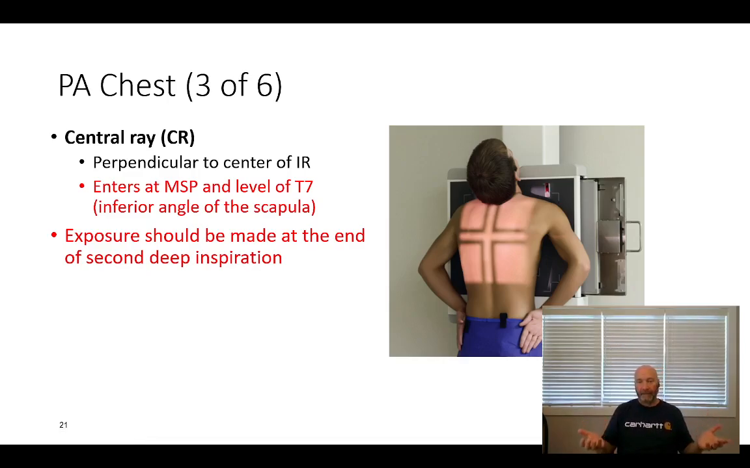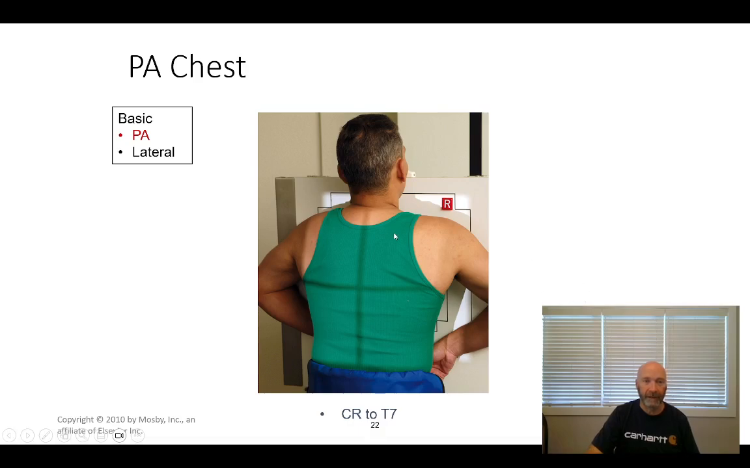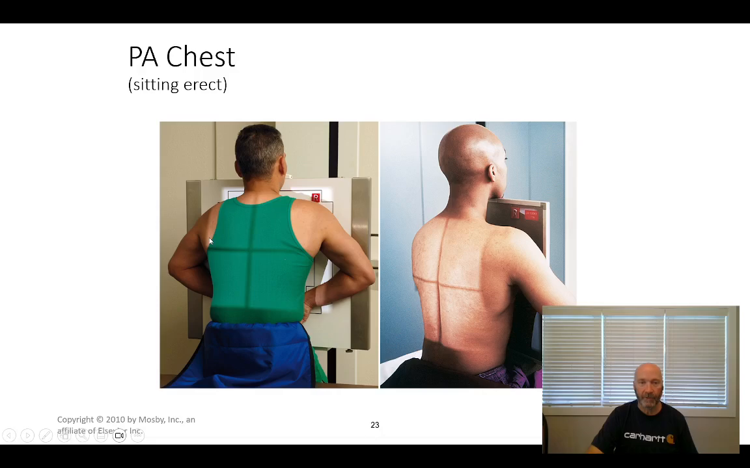Take another big deep breath, watch them, and whenever they get it all the way in, you say, hold it, and at that point you make your exposure. And if everything else was right, you should not have to make a repeat. So your basic chest x-ray routine is PA and lateral. Next recording, I'm going to talk about some specialty views along with the lateral. I'm just focusing on PA and AP at this point.